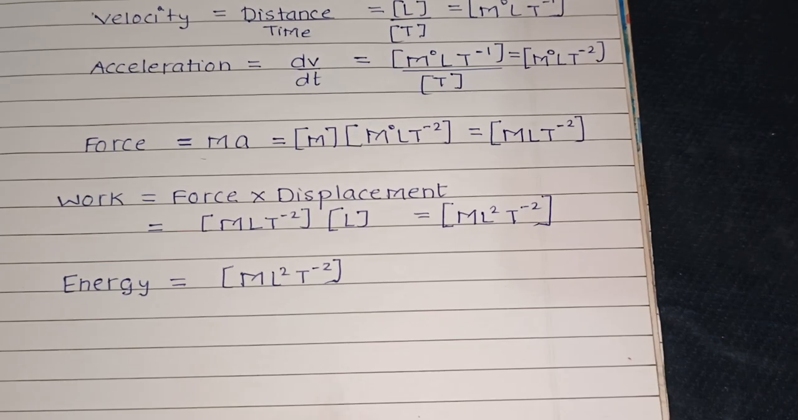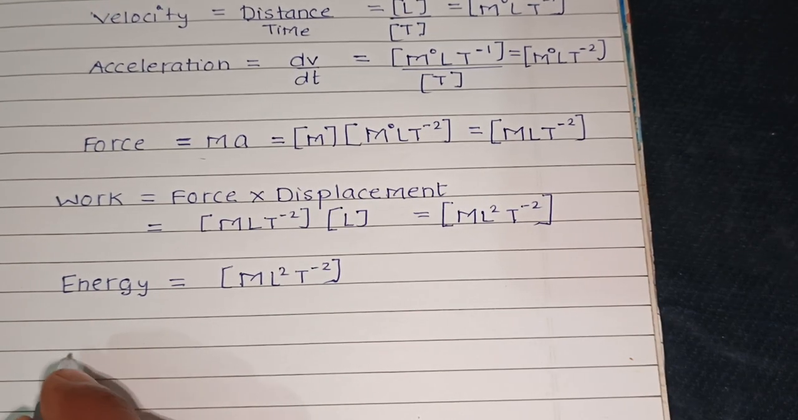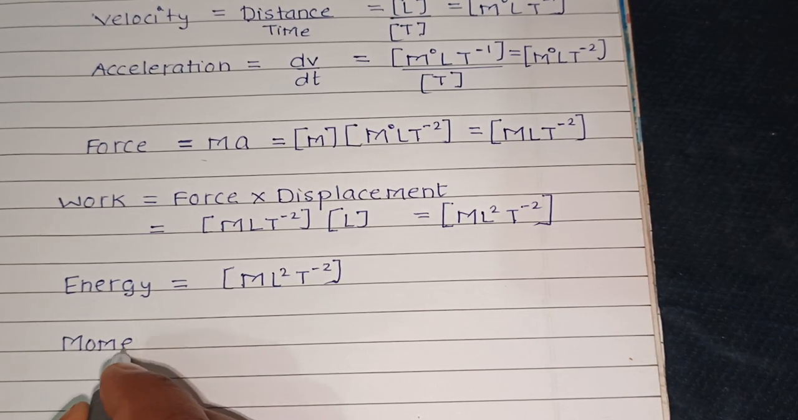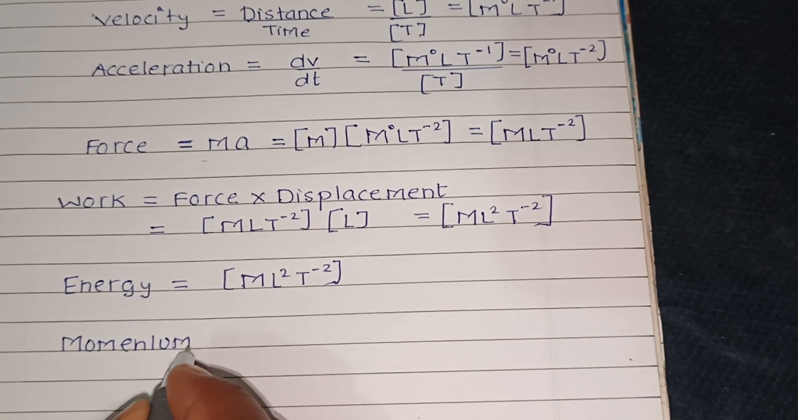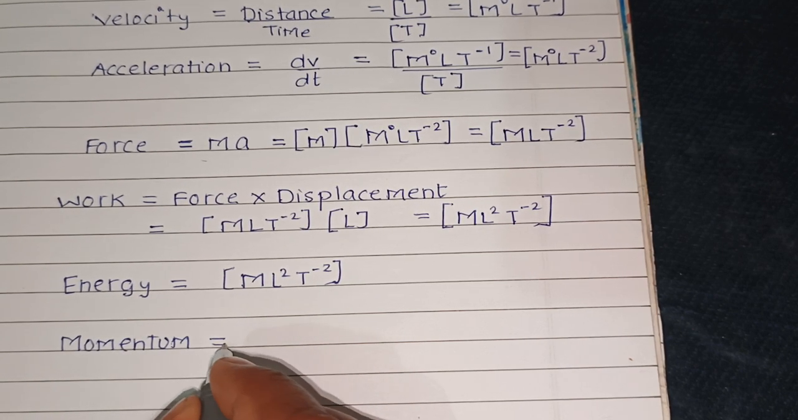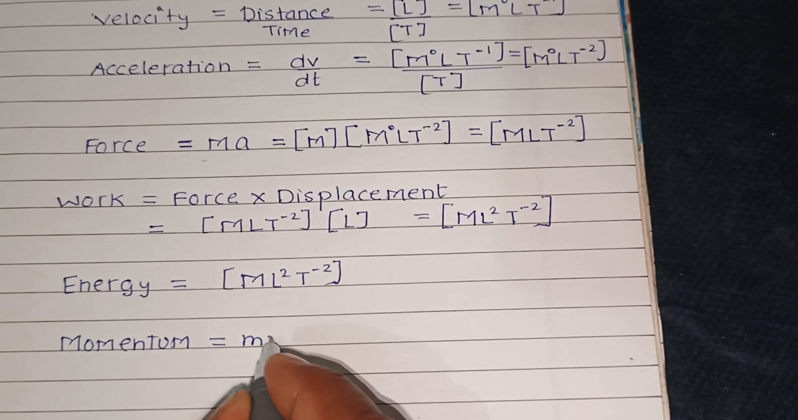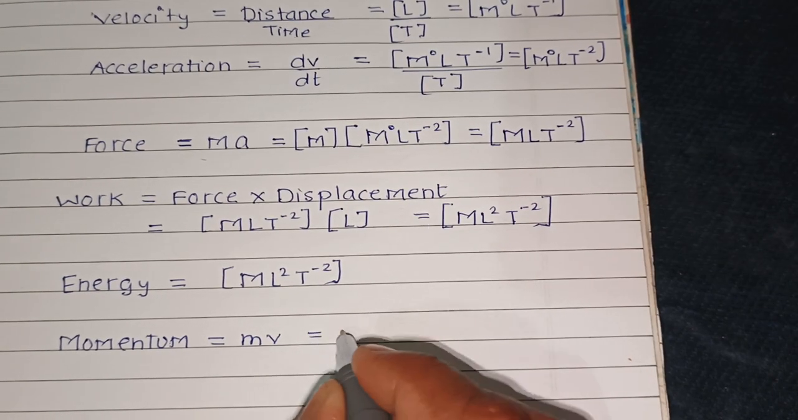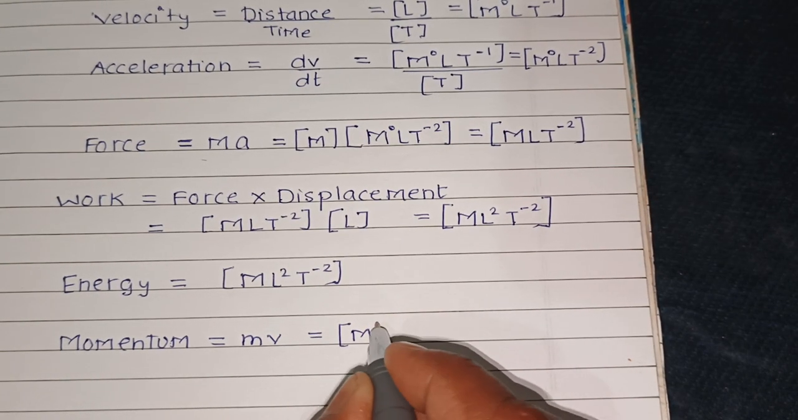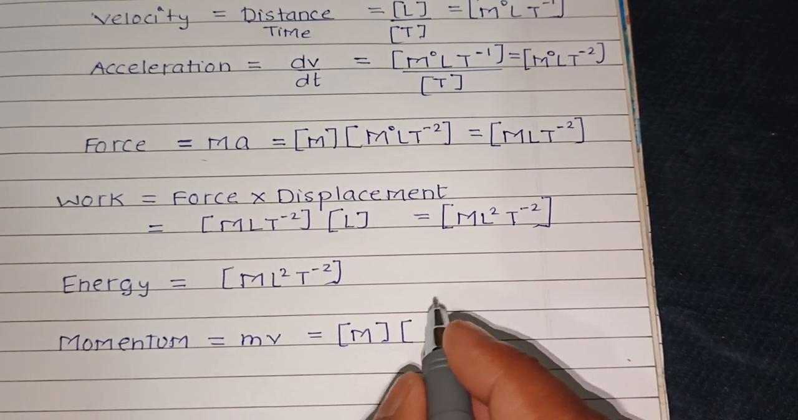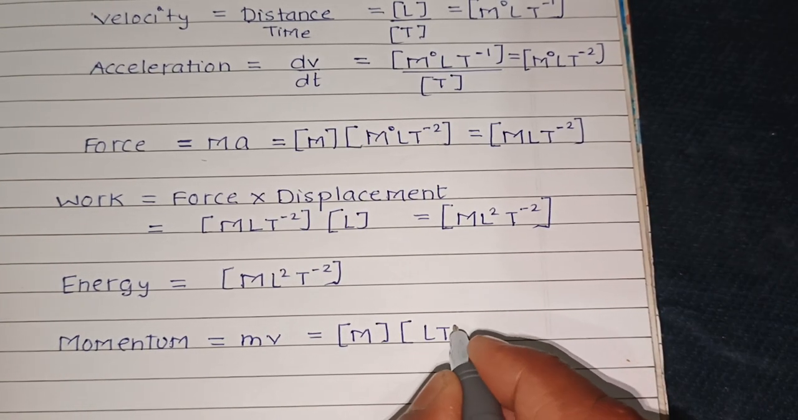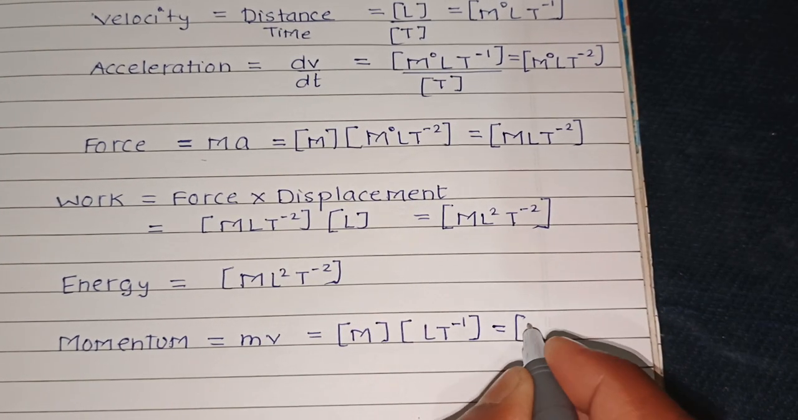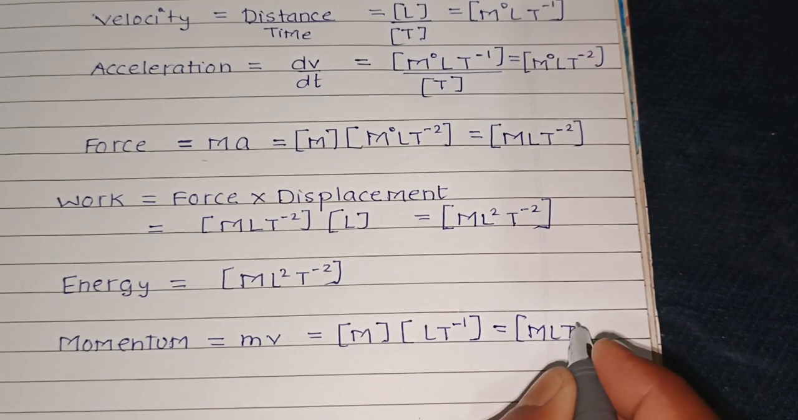Now momentum. Momentum is m into v, mass into velocity. Mass M, velocity is L T minus 1, so that is M L T minus 1.